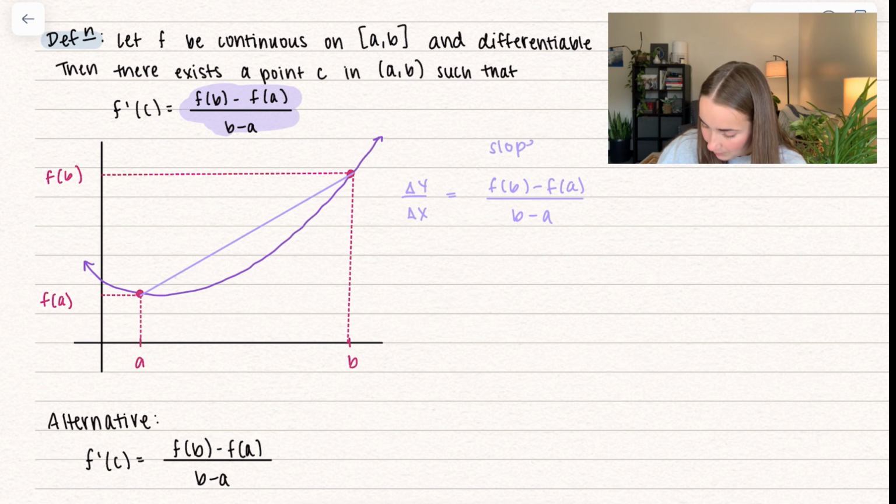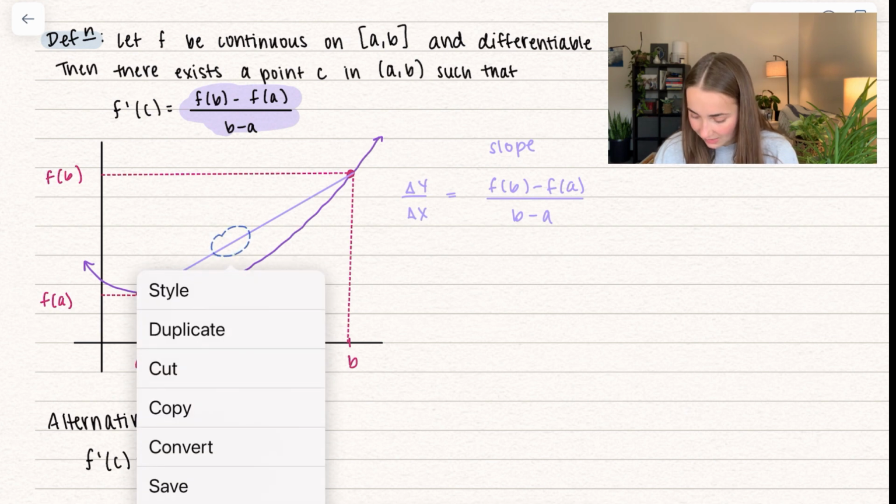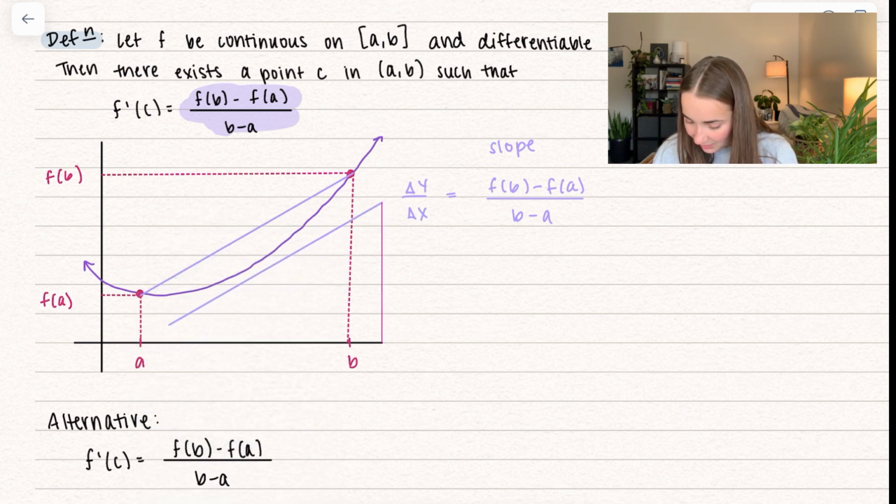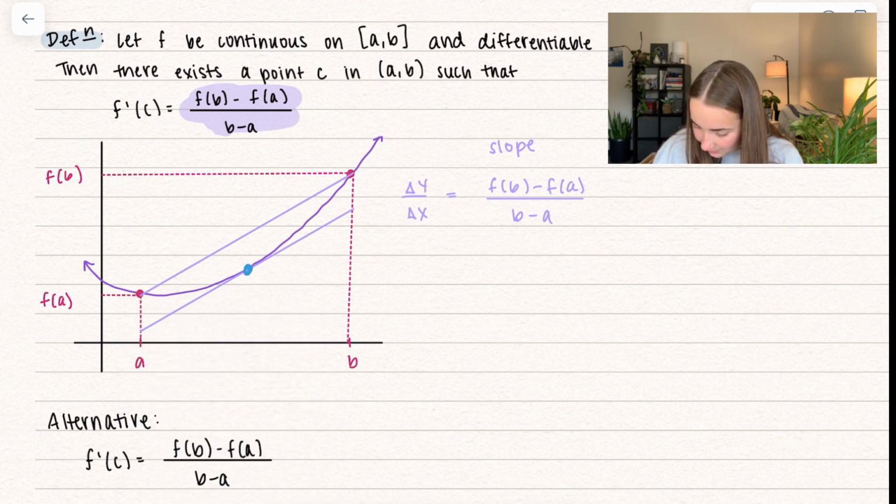This is a slope. So what this is saying is that we can find the derivative at some point c, and it has the same exact slope as this one. So if I were to just take this line, I'm going to copy it, and I'm going to go ahead and paste it. That means there's some point along here where it lies perfectly tangent, and I think that would be right about there. And so this right here is going to give us our point c.